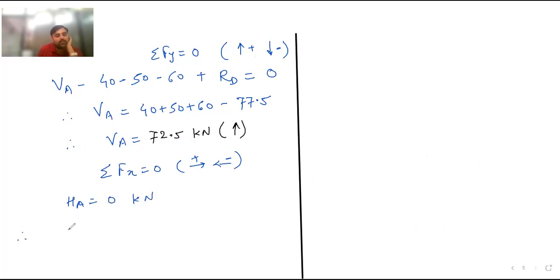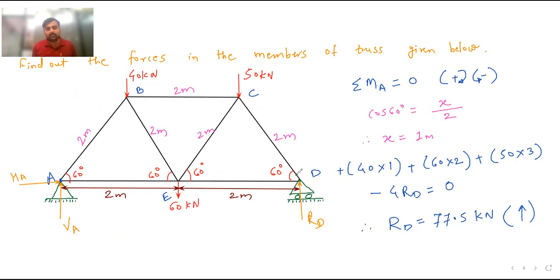So therefore, what is the value of RA? RA is equal to your VA, which is equal to 72.5 kilonewton because your HA is 0. So the result will be RA is equal to under root HA square plus VA square. So HA is 0, so it will be under root VA square. So square and square root will get cancelled. So RA is equal to VA, 72.5. Okay.